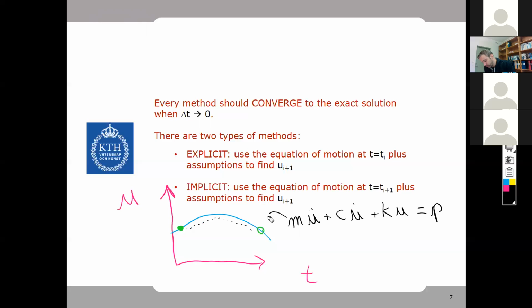Down here. We want a method that guarantees that this is true at the new point.